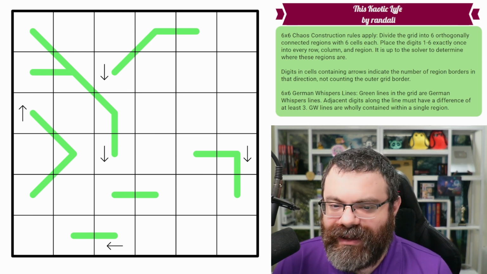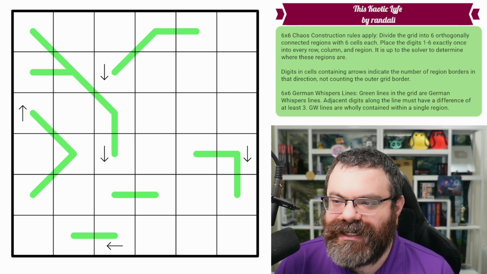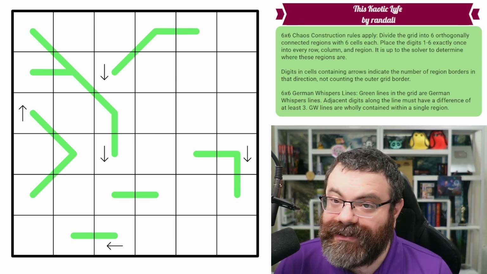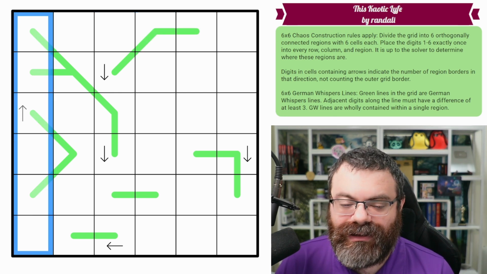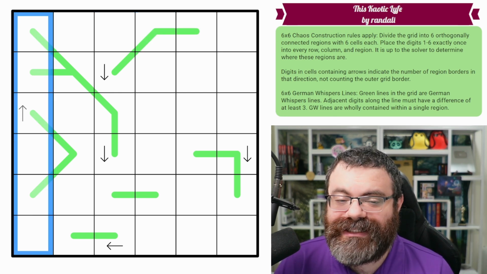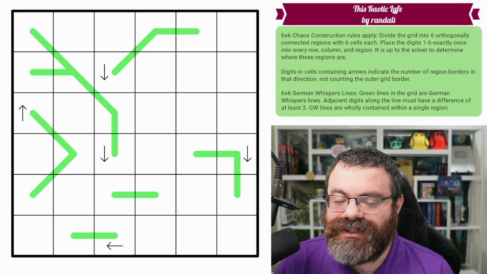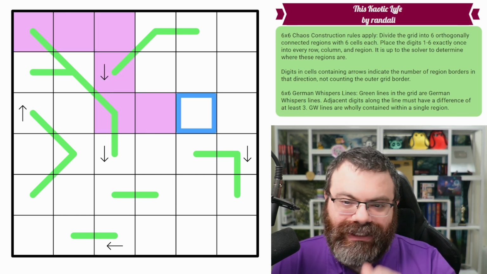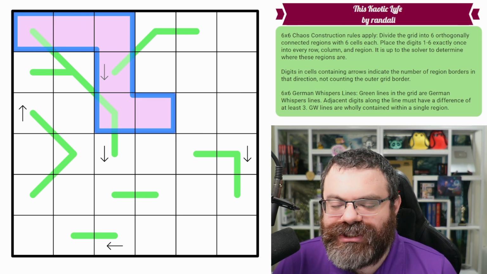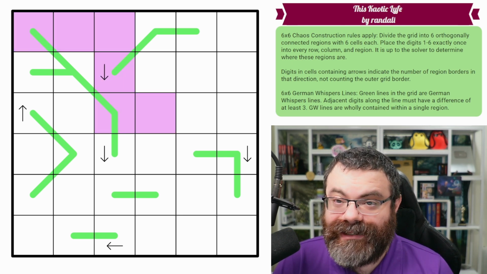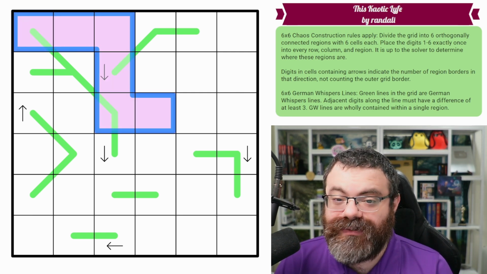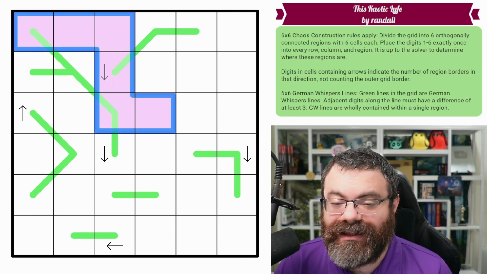So what is chaos construction? Well, we do have normal 6x6 chaos construction rules. So what that means is, first of all, we are still a Latin square. So in every row and every column, we are placing the digits 1 to 6 exactly once each. We also have regions hidden in the grid. Maybe this is a region. So the regions, there's 6 of them with 6 cells each. And so every cell is going to be part of one region and only one region. And the regions are 6 in length, and they also contain the digits 1 through 6 exactly once each.